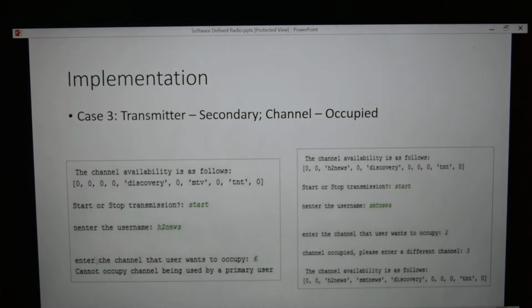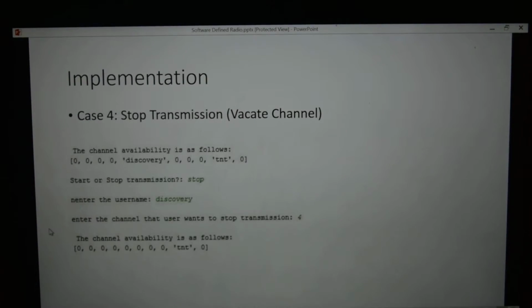So the program tells that the channel is already occupied. Please enter a different channel. This shows that a channel which is already occupied by a secondary user cannot be reused again. One secondary user cannot be pushed out of its already existing band. So now let's say he wants to occupy channel 1, which is vacant. So SMT News is now updated to channel 1. That shows the third case of our program.